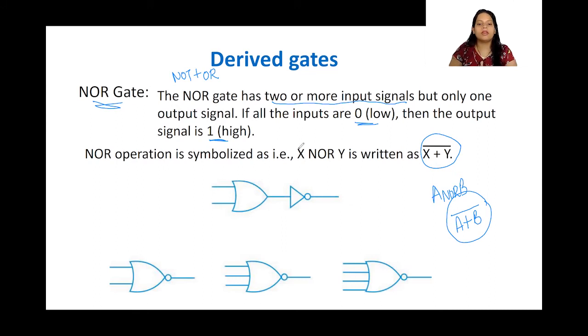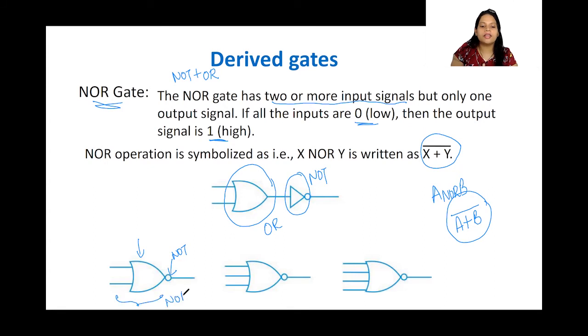Now see here, this symbol is nothing but our OR gate, and this symbol is nothing but our NOT gate, isn't it? So when we combine them together, we can write it something like this. This is our OR, and this bubble represents NOT. We are going to see bubbles in many places. So whenever you see a bubble in any gate, this is nothing but a NOT operator. So together when we do this, this forms our NOR gate, right?